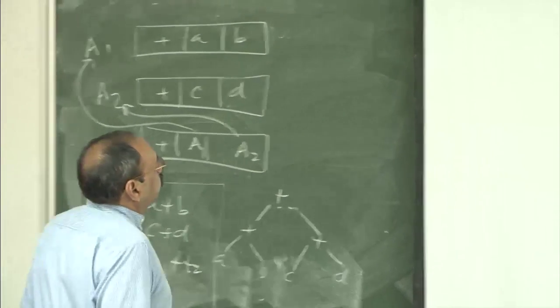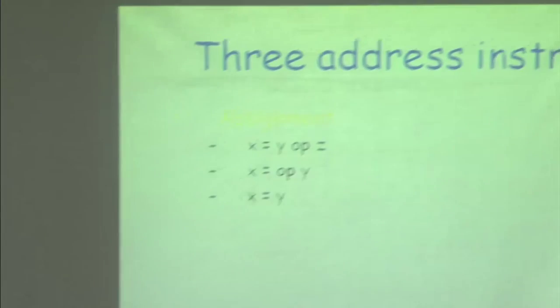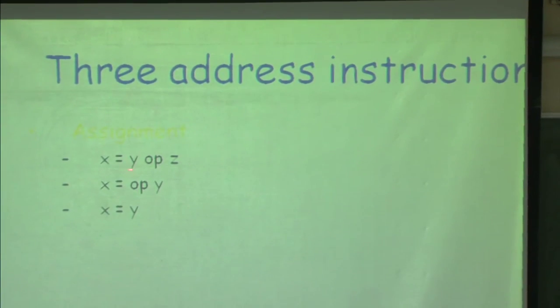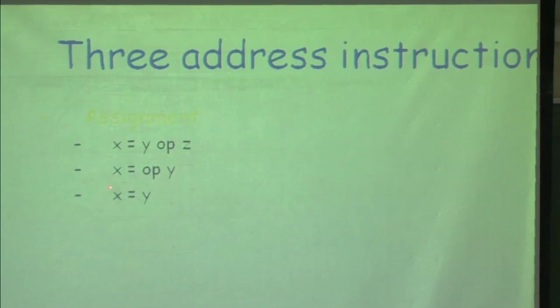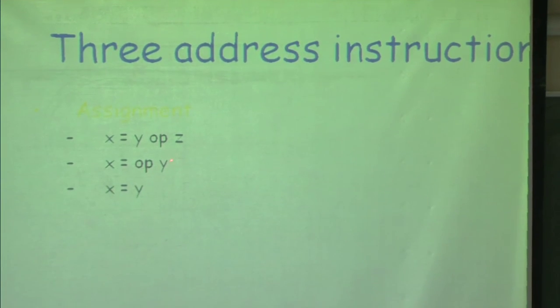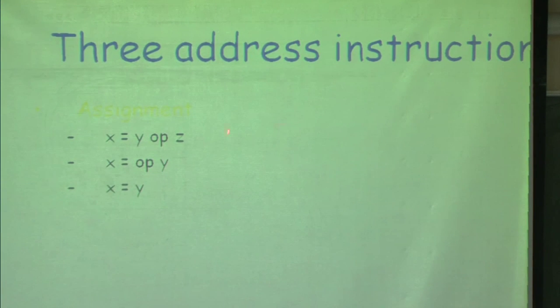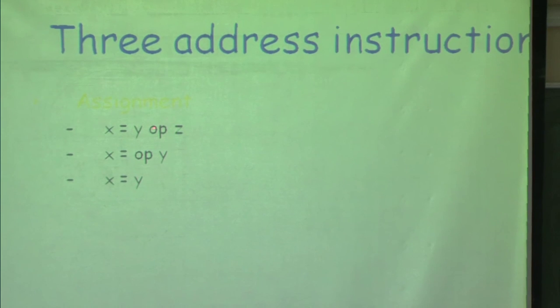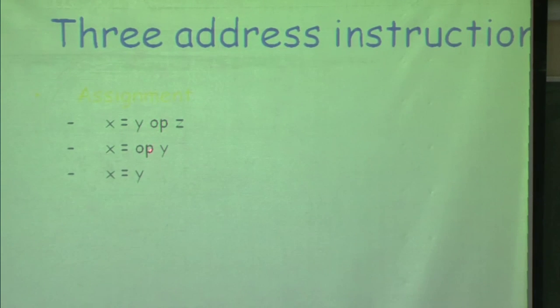So continuing on three address instructions, I may have a set of assignments. Assignments may look something like x being assigned y op z, or x may be assigned op y, or x may be assigned y. So this really captures all possible combinations of binary operators, unary operators, and straightforward assignment. And I can also have jumps, which are either an unconditional jump, which says jump to L.